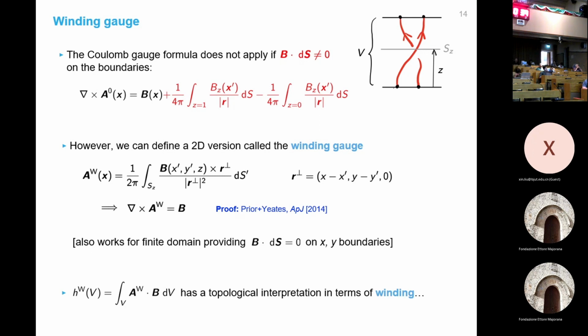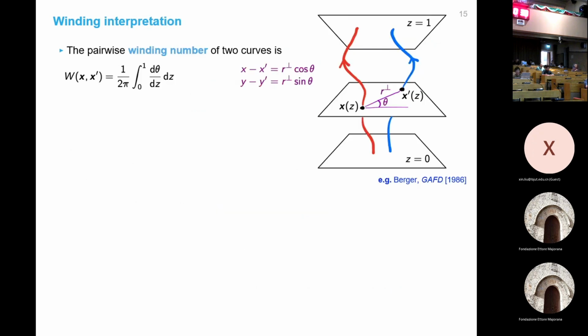What I want to say a little bit about is its interpretation, because that's an important thing here. Whereas the Coulomb gauge gave the helicity the interpretation of Gauss linking, in this gauge you get the interpretation of what we call winding, which again we have seen, but let me just mention this again here.